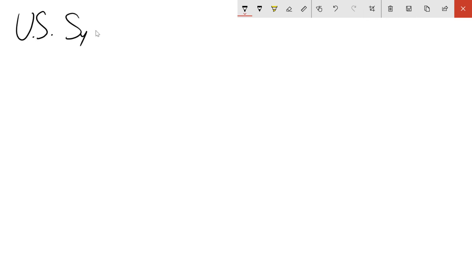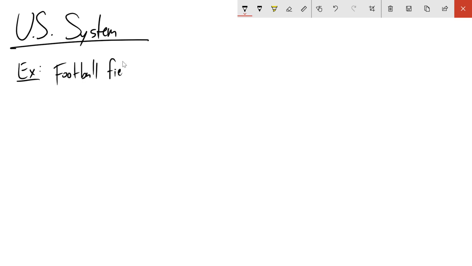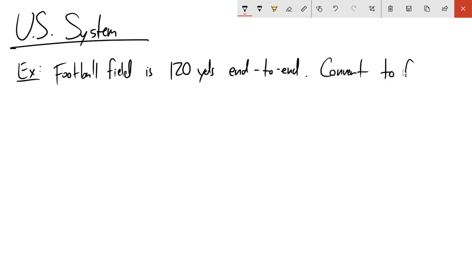Okay. So in the U.S. system, the most procedural way to do it is something called unit canceling. There are some conversion rates on there, like weights, lengths, things like that. So, for example, an American football field is 120 yards from end to end. So 100 yards of play, 10 yards on each end zone. So 120 yards end to end. And let's say I wanted to convert that to feet.